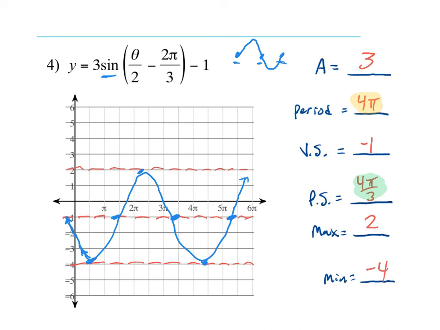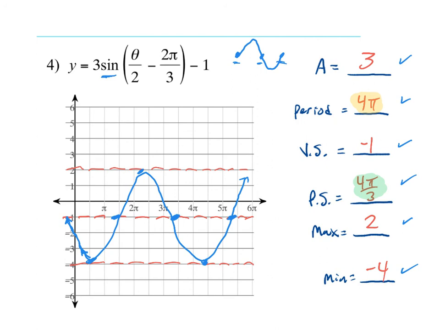So this is a pretty good estimate of where this graph is going to be located using the information that we had available, which is we know the vertical shift, we know the amplitude. That's how we figure out the max and min lines. And then we have a phase shift to the right of 4 pi over 3, and our period is 4 pi. And using that information, we're able to sketch the graph of this function. It's not completely accurate, but it's pretty close.